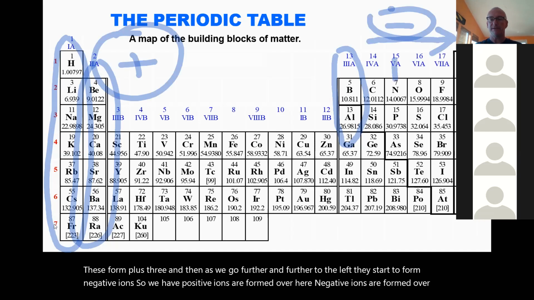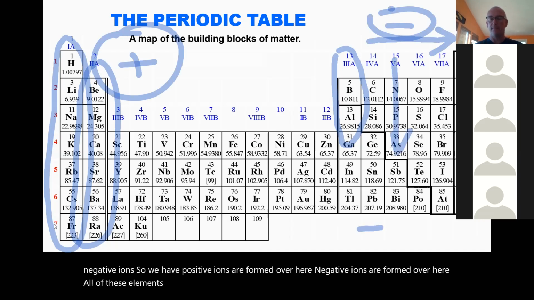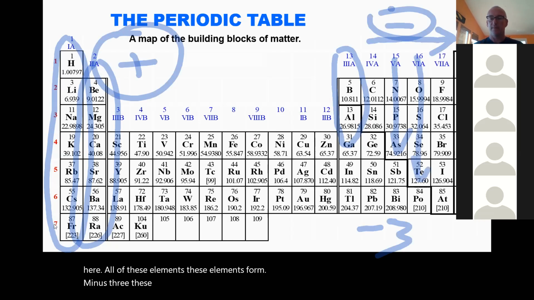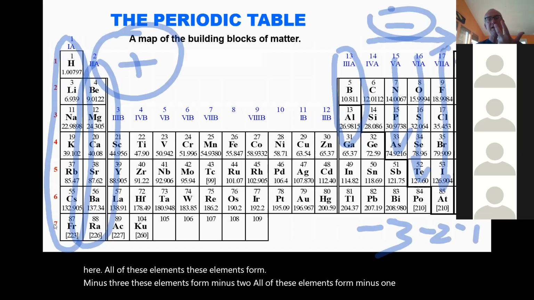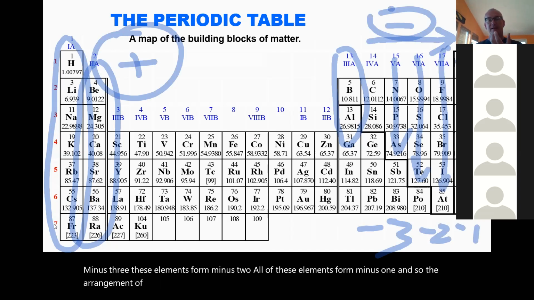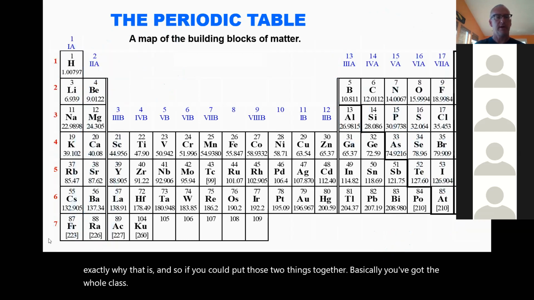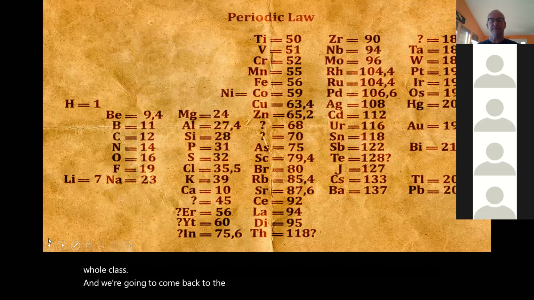All of these elements form -3. These elements form -2. All of these elements form -1. And so the arrangement of them tells us something about each one. And we will learn in the next chapter exactly why that is. If you could put those two things together, basically you've got the whole class. And we're going to come back to the periodic table a whole bunch.